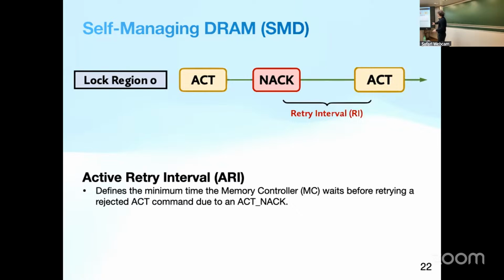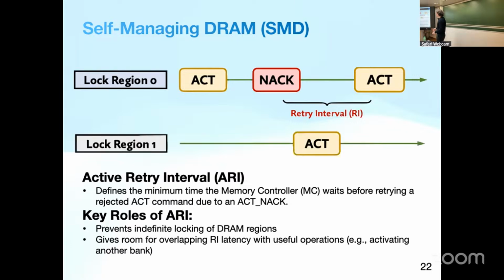However, within that time span, we know that the memory controller or other lock regions do not do anything else. Therefore, we can send another activation command within that time frame to essentially do work concurrently. This allows some level of parallelism in the chip itself. And the retry interval prevents indefinite locking, or just allows us to know that every memory request will be performed within finite time. There's a proof in the paper for why this is the case. However, I won't go into that.